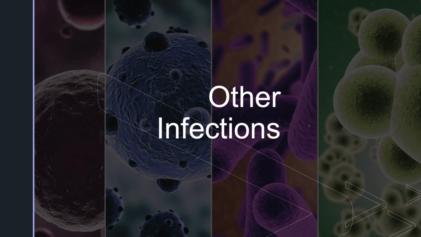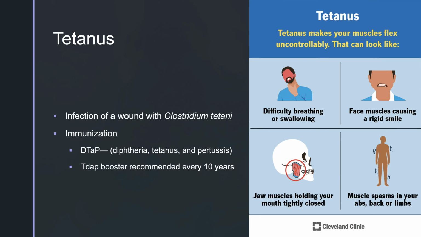Now let's talk about some other infections, including tetanus, which is an infection of a wound, some open wound, with this tetanus bacterium. We do have an immunization for that. It starts with a DTaP, so diphtheria, tetanus, and pertussis, given as a child. And then after that, we get Tdap boosters that are recommended every 10 years or after each pregnancy. So we do have immunizations for it.